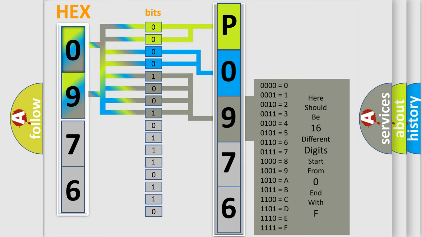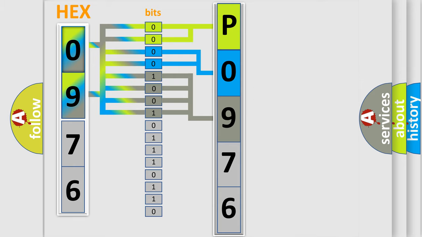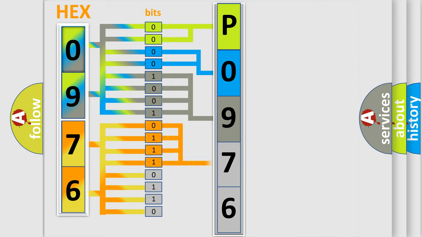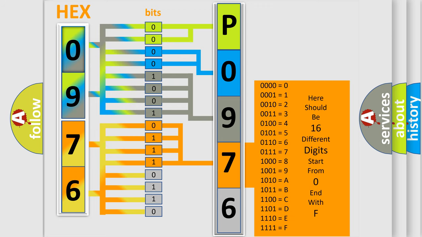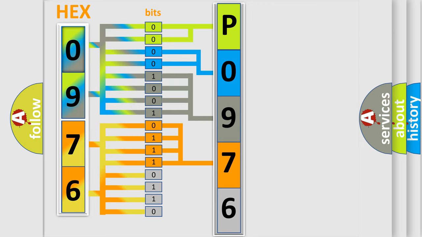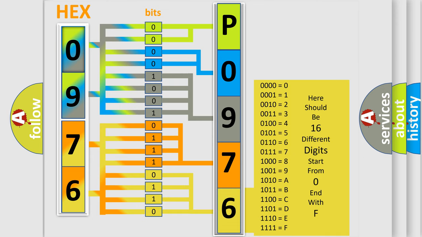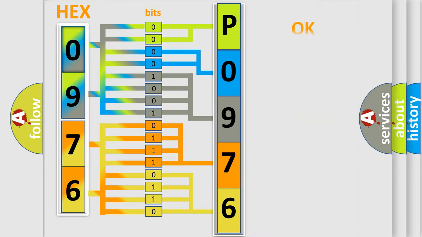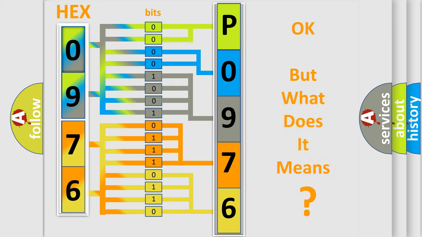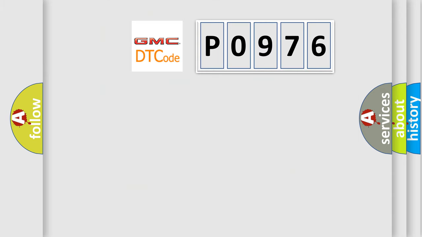The second byte is composed of a combination of 8 bits. The first 4 bits determine the fourth character of the code, and the combination of the last 4 bits defines the fifth character. A single byte conceals 256 possible combinations. We now know in what way the diagnostic tool translates the received information into a more comprehensible format. The number itself does not make sense to us if we cannot assign information to what it actually expresses. So, what does the Diagnostic Trouble Code P0976 interpret specifically for GMC car manufacturers?